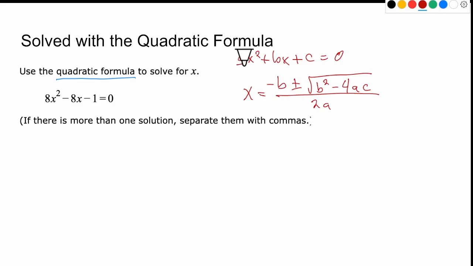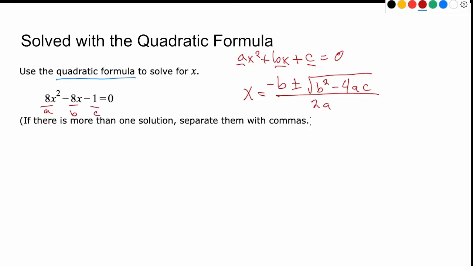So now we've taken our values for a, b, and c. We're going to plug it into this formula, and we'll have our solutions. Now we may get 2 because we get a plus and a minus. There's instances where we would only get 1. And we also could get imaginary solutions if we end up with a negative inside the square root, right?